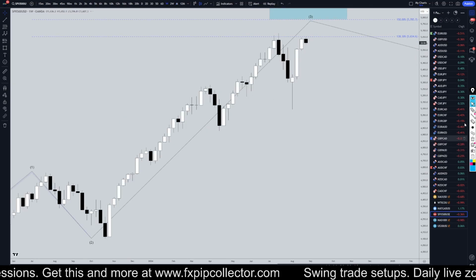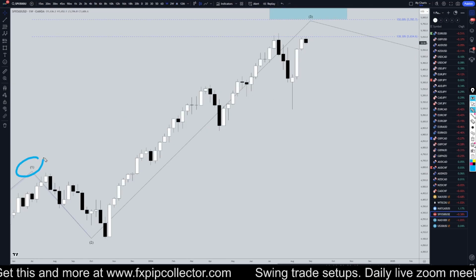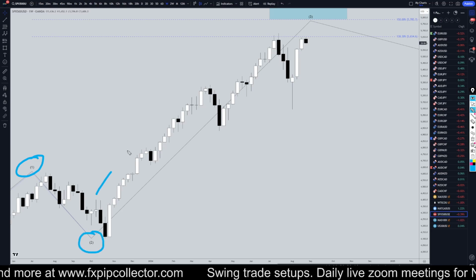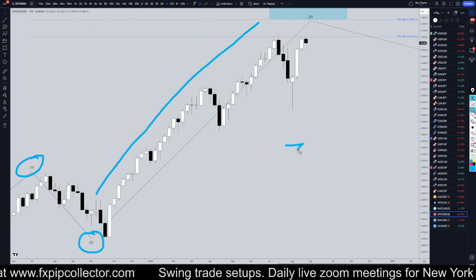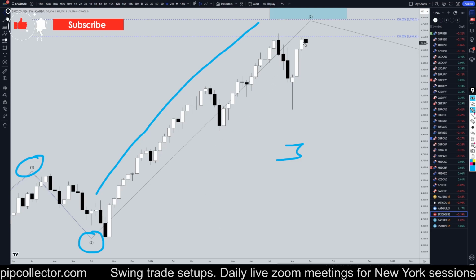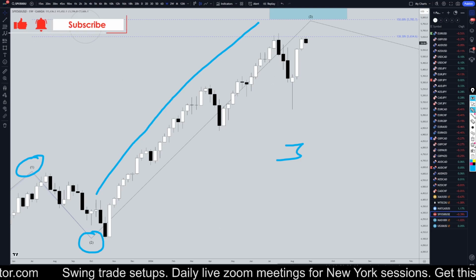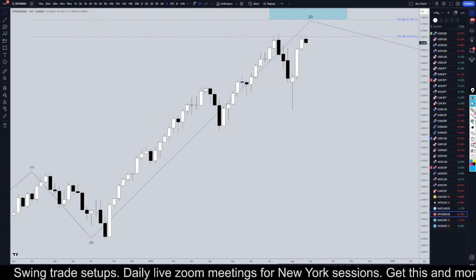Let's take it down to the weekly time frame. Weekly time frame, this is the wave 1, this is the wave 2, and this is all subdivisions of a wave 3 from that point on. Higher highs, higher lows, no breaker structure, no lower highs. No reason to think the wave 3 is over yet.